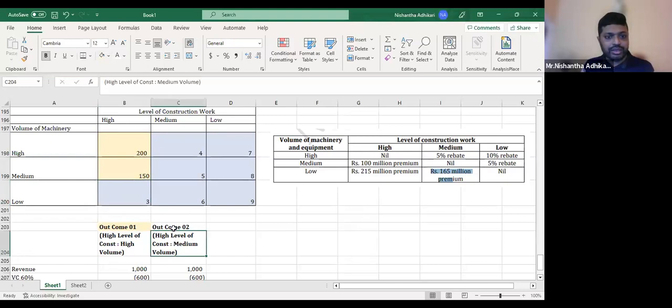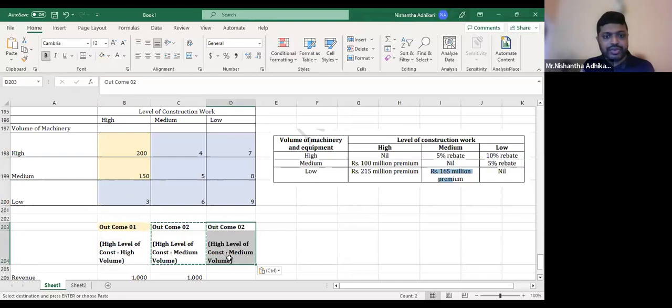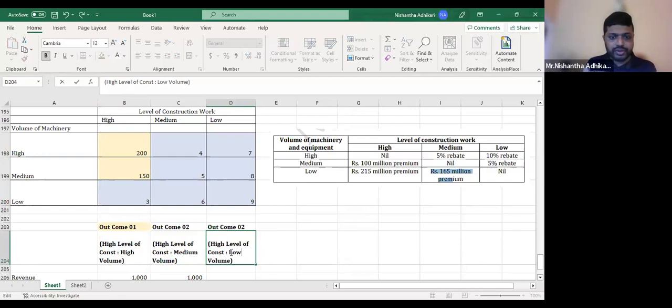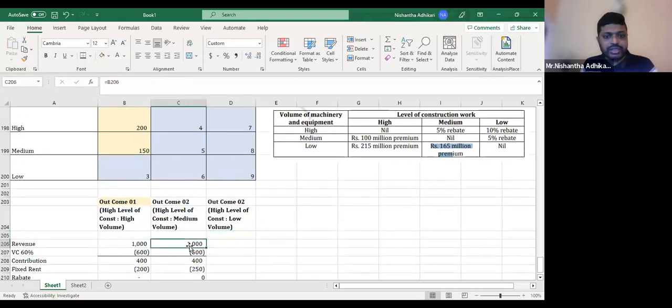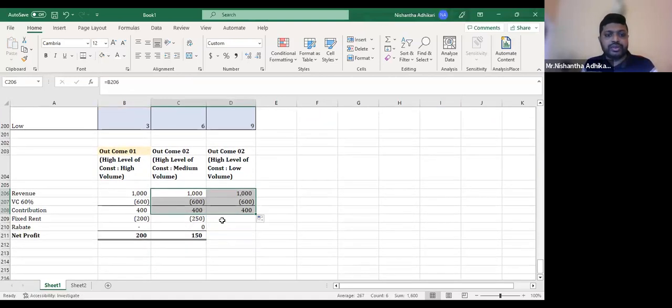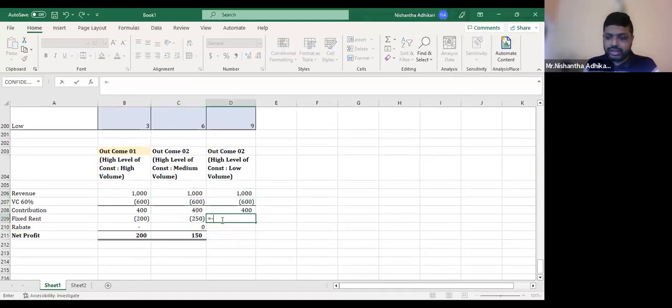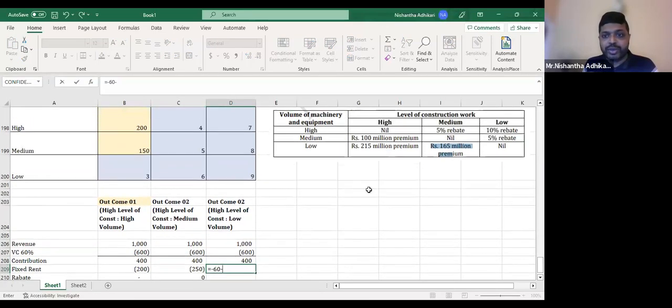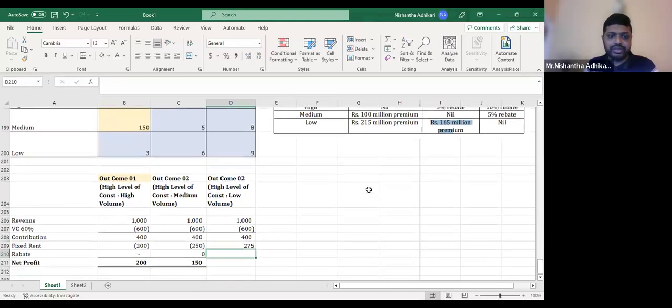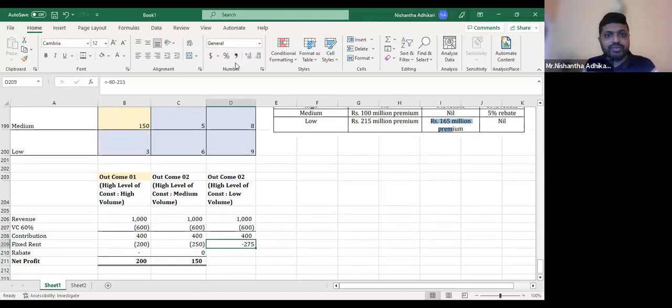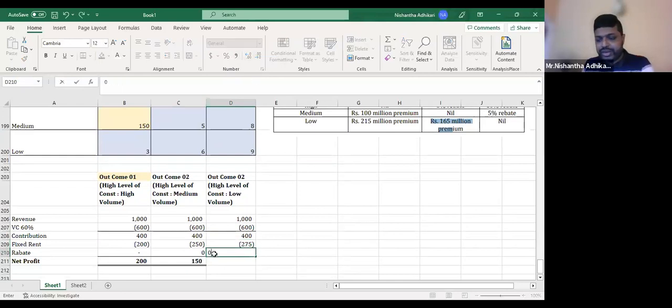Outcome 3, we will take outcome 3. High level of construction work, you will order low volume machinery. Construction revenue and variable cost will remain unchanged. But you have purchased 60 million worth of machinery, plus the additional premium you have to pay, 250. It becomes 275 million. No rebate at all.